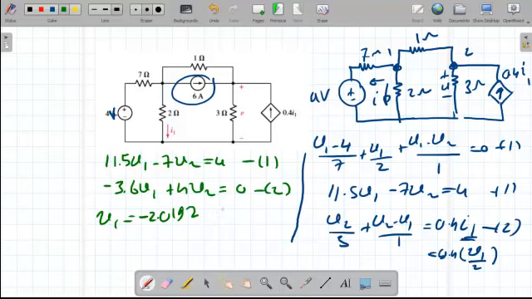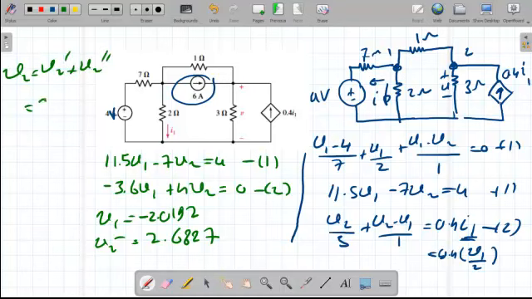V2 will equal 687. So the final answer, I will get the final answer for V1 and V2. So V2 will equal V2 dash plus V2 double dash, it should equal 3.375 volts.